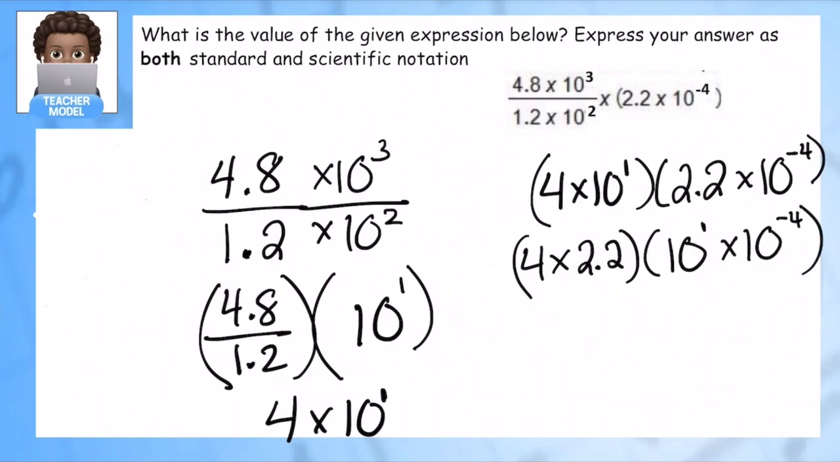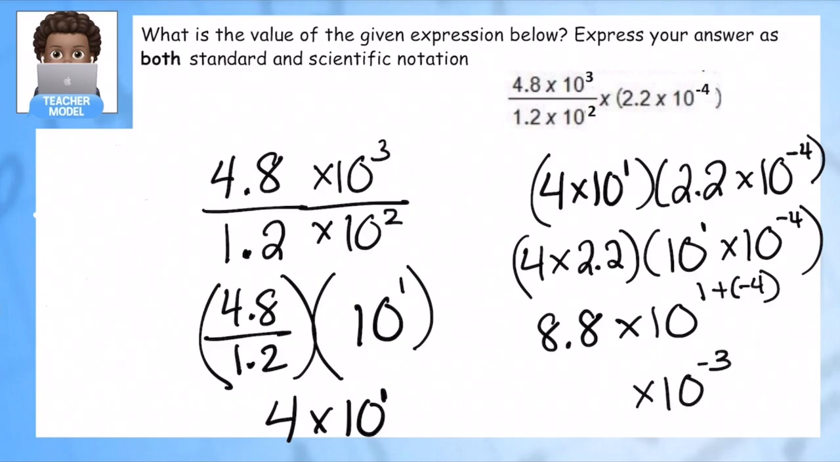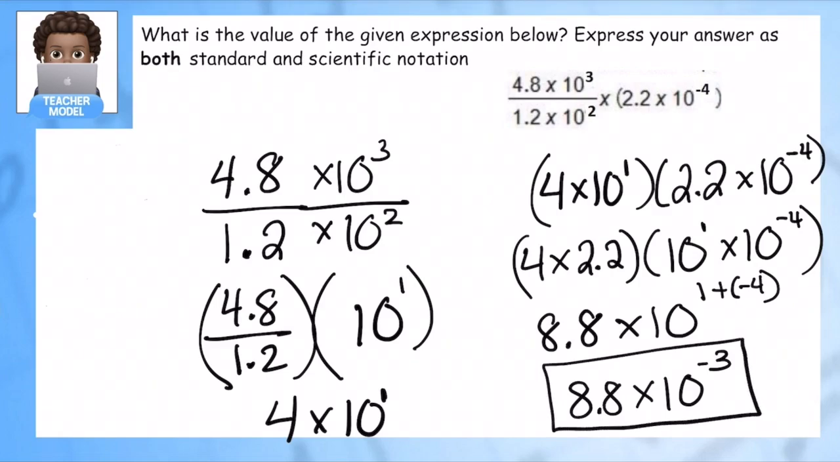So 4 times 2.2, that's just 8.8 times, and you're going to do 1 plus negative 4. So 1 plus negative 4 is negative 3. So here is your final answer, 8 8/10 times 10 to the negative 3.